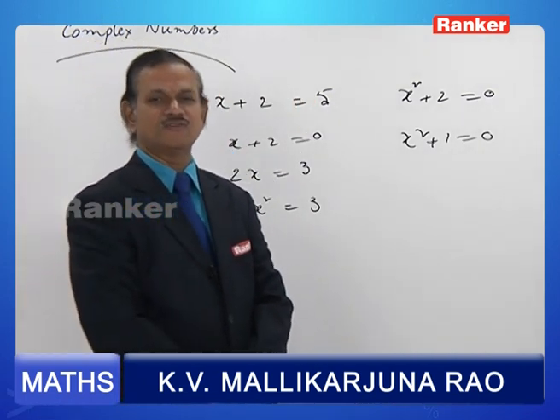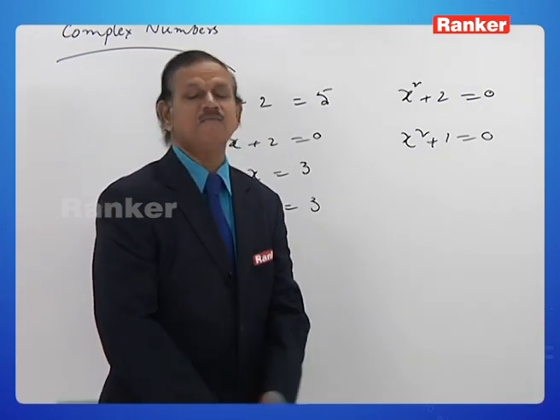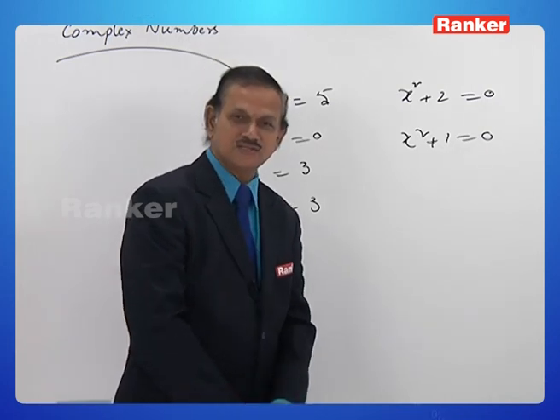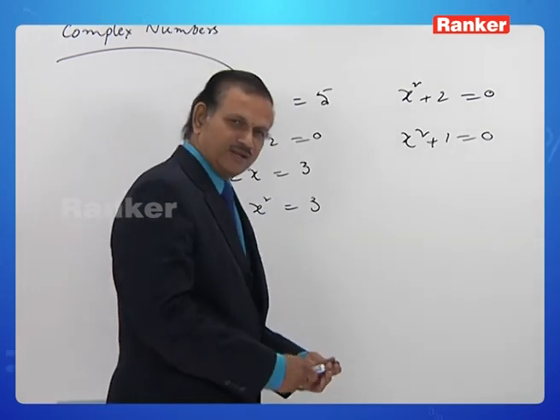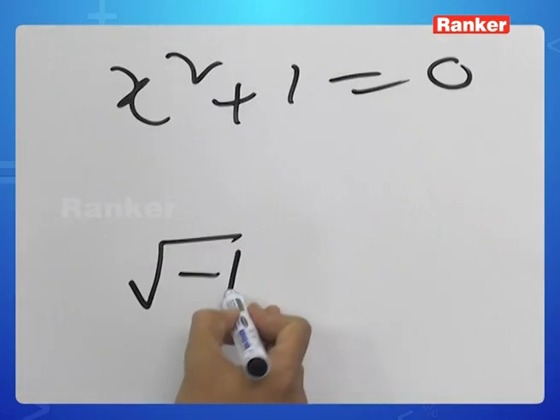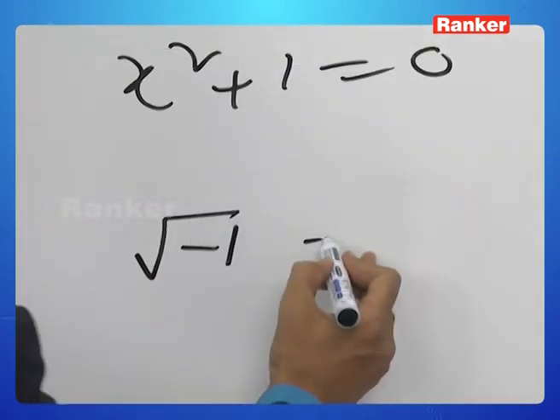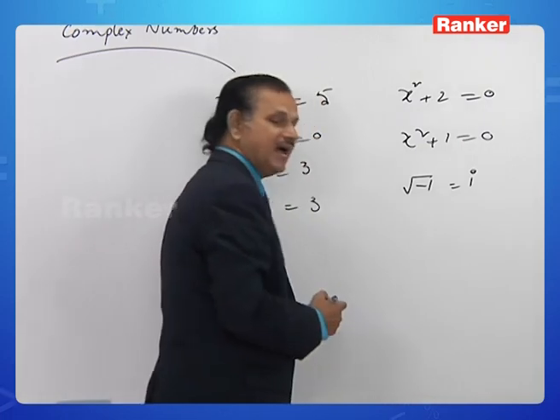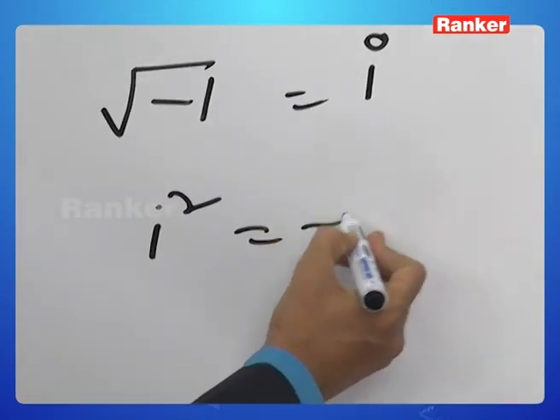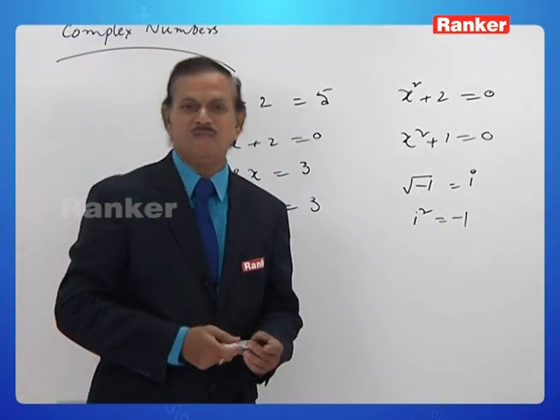To have solutions of equations of such sort, the complex number system has been introduced to us. In the beginning, the square root of minus 1 is introduced first, and it is named as i, with the property that i square is equal to minus 1.